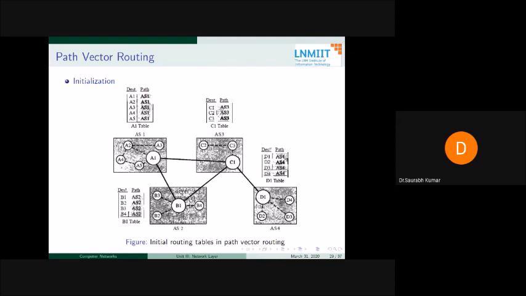So initially what happens is that each and every speaker node can know only the reachability of nodes inside its autonomous system. You see in A1's table, A1 knows only the information about A1 to A5, which are in its own autonomous system. Then comes the second part, that is called sharing.